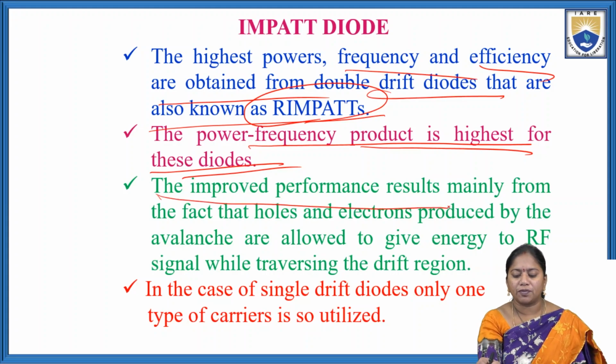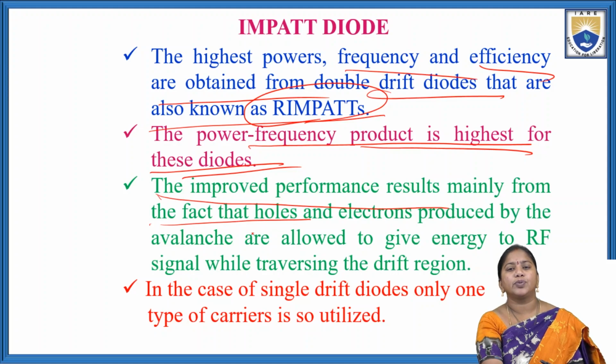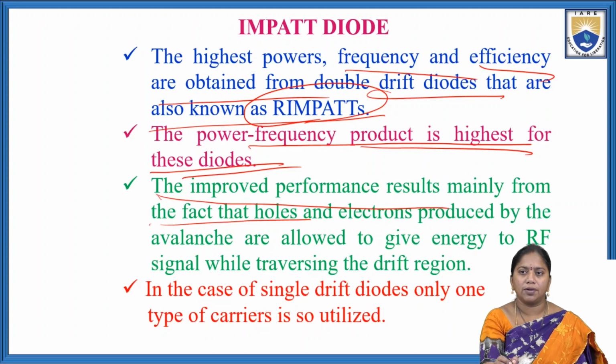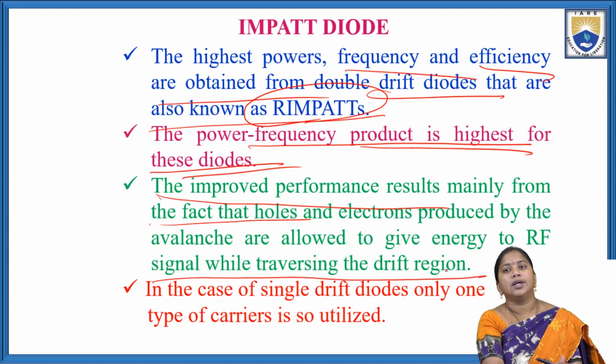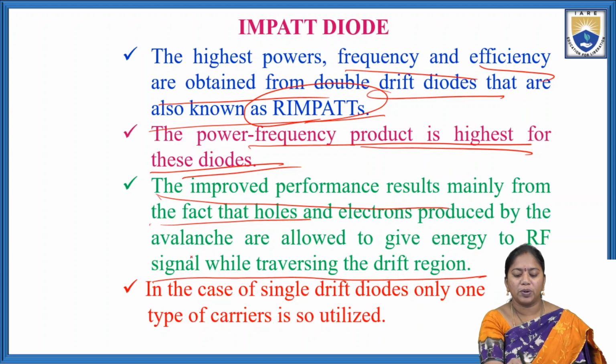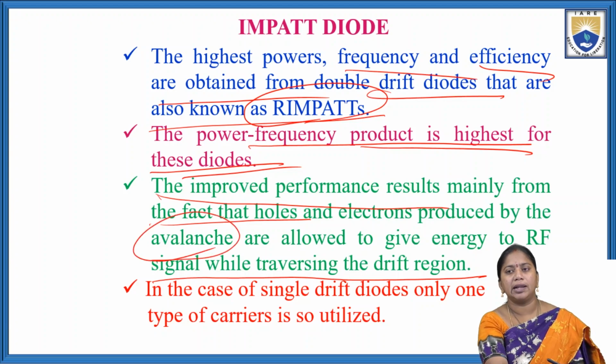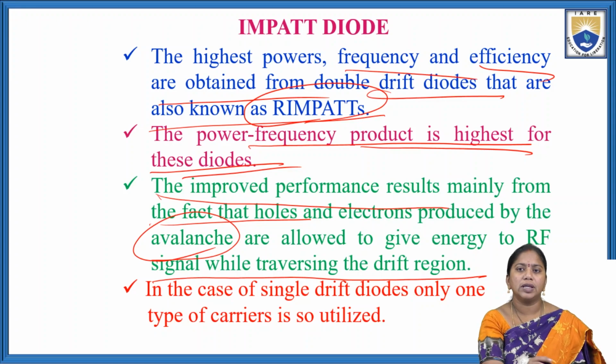The improved performance results mainly from the fact that holes and electrons produced by the avalanche effect are allowed to give energy to the RF signals while traversing the drift region.